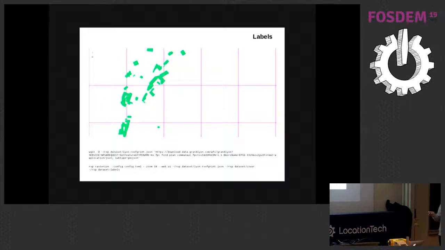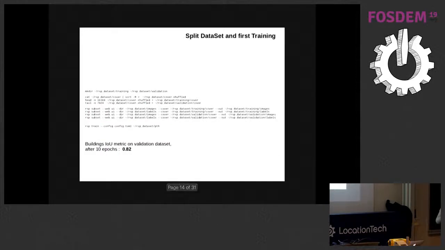And since we do that, we can split the data between a training and a validation set. And here are the few commands to help to split. If we launch a first training, we get an accuracy after only 10 epochs, only on the building classification, with already this kind of result. So it's already quite good, but we'll see how to improve it.